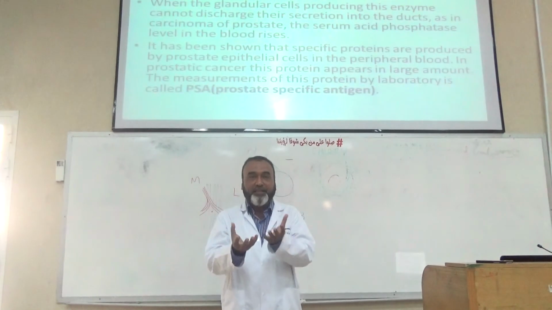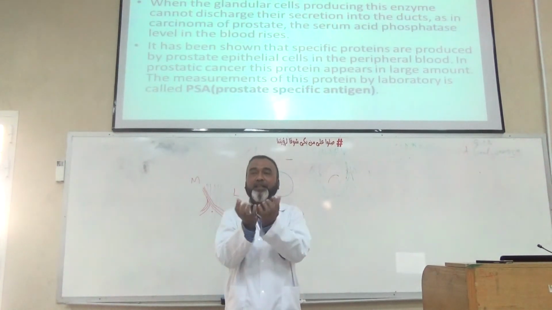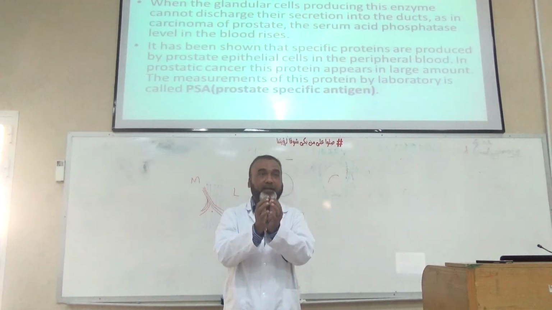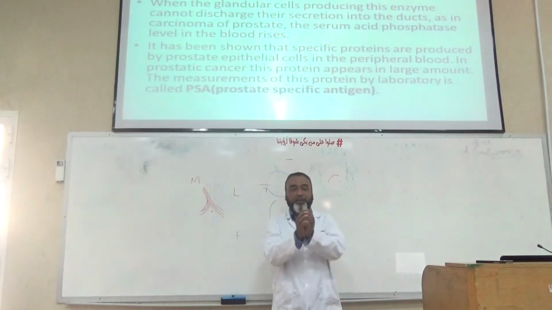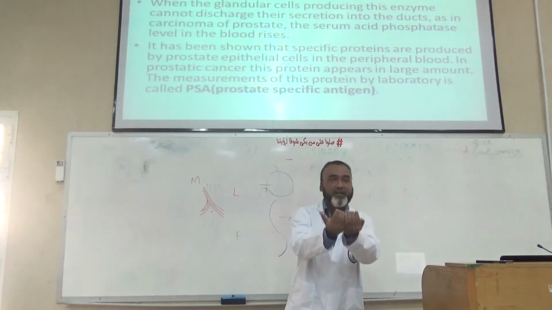Due to the malignancy, what happens? The prostate size increases, and this increase in size presses the urethra. Okay, it presses the urethra. What happened? Then some of the urine is left in the bladder, and some is passed out.